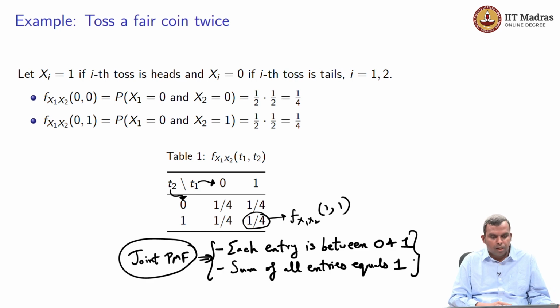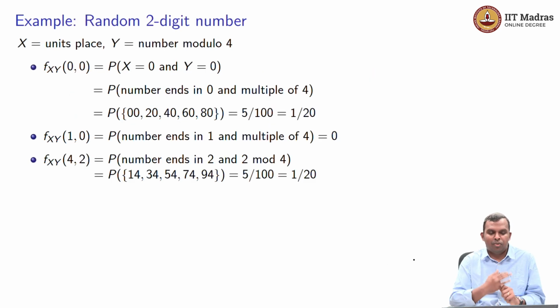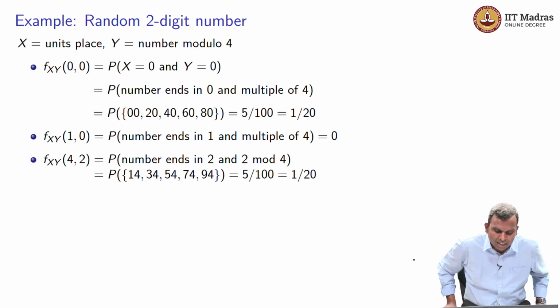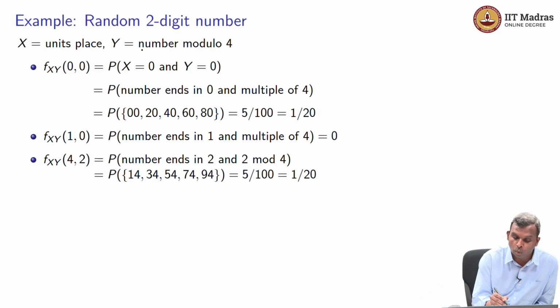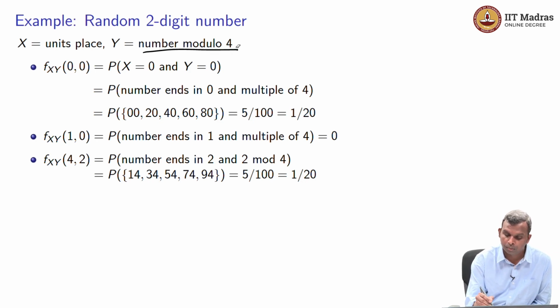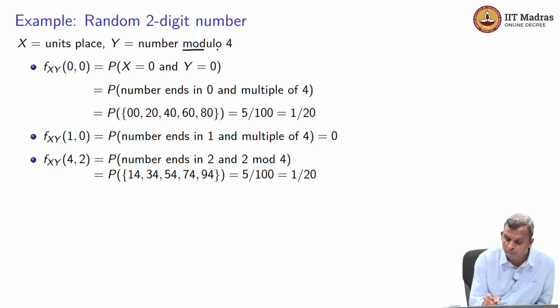Okay. So let's look at the next example. We looked at this random two-digit number example. You remember, x was the units place and y was the remainder that you got when you divided by 4. That's also called number modulo 4, I'm sorry. The number modulo 4 is basically the remainder when divided by 4. Okay.